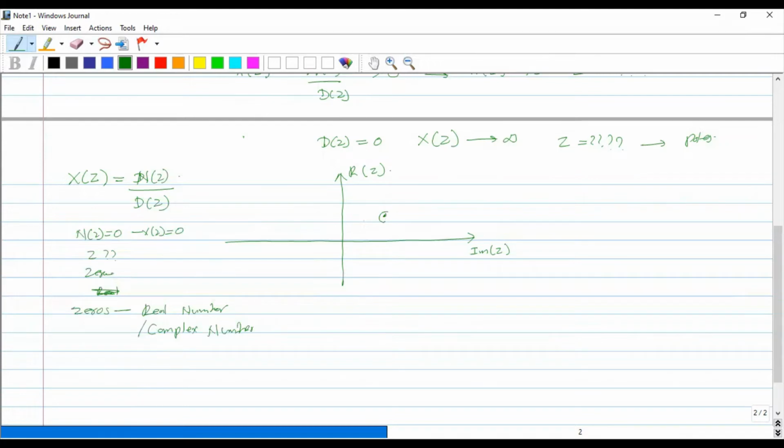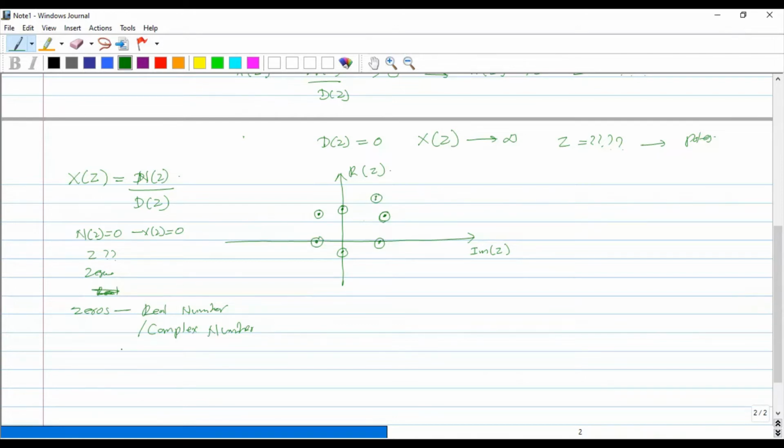So normally we denote a zero using this symbol. If we mark the zeros on this z plane, it will look like this. Still we don't know what the values are, so I just mark arbitrary zero values.